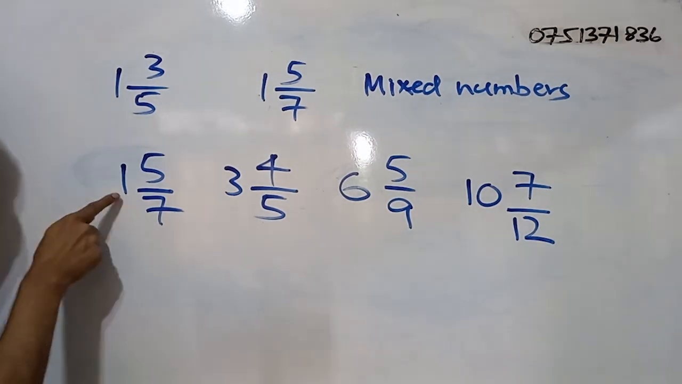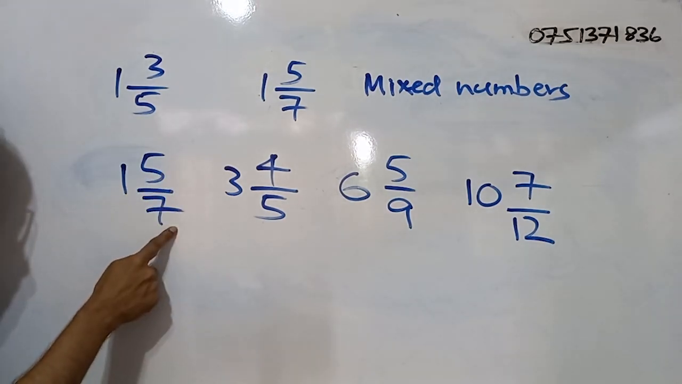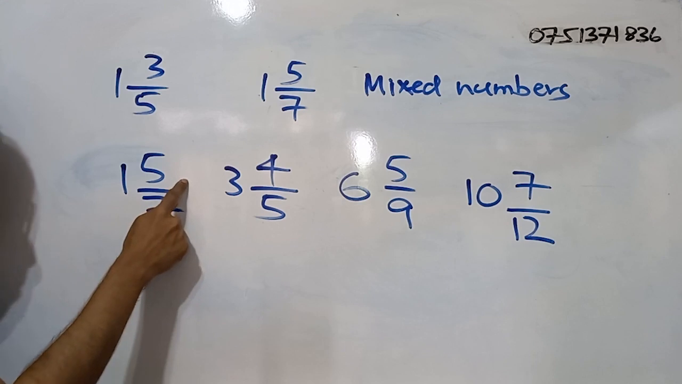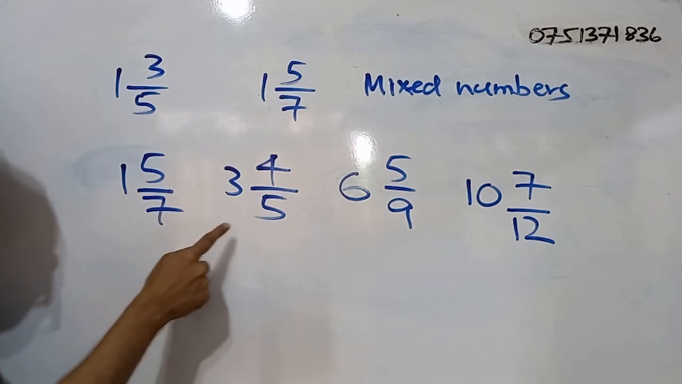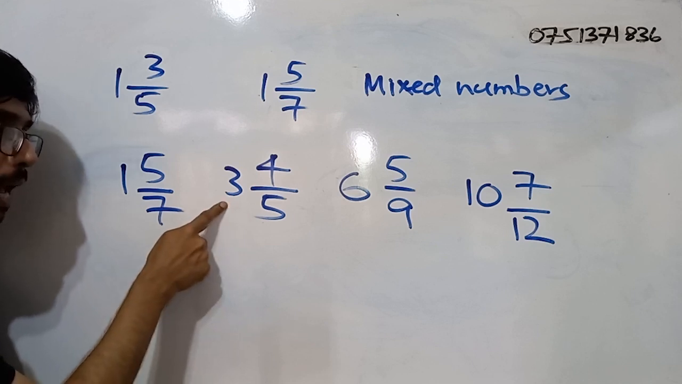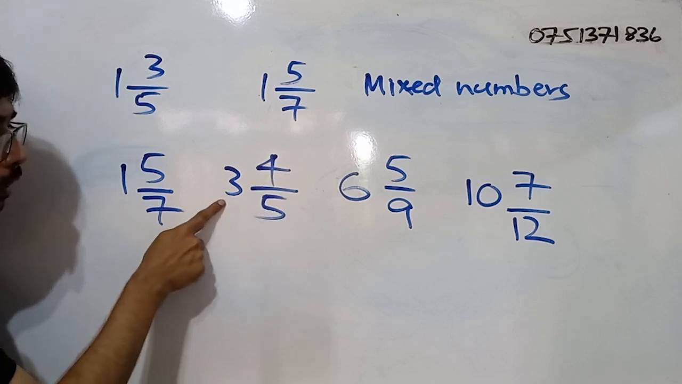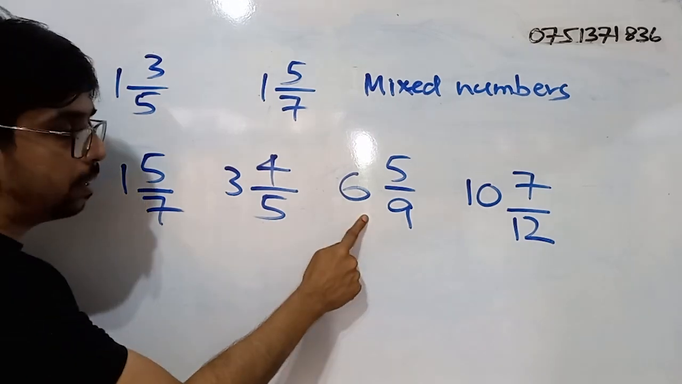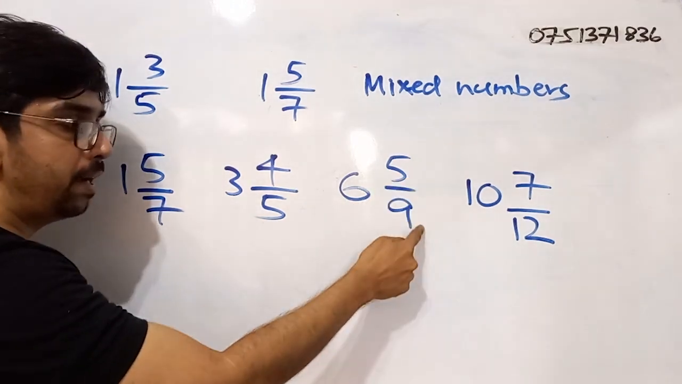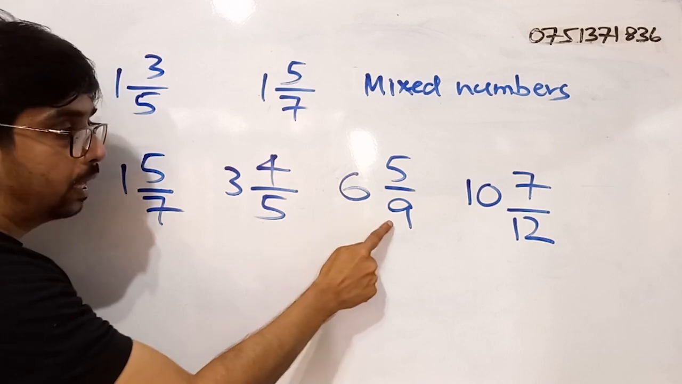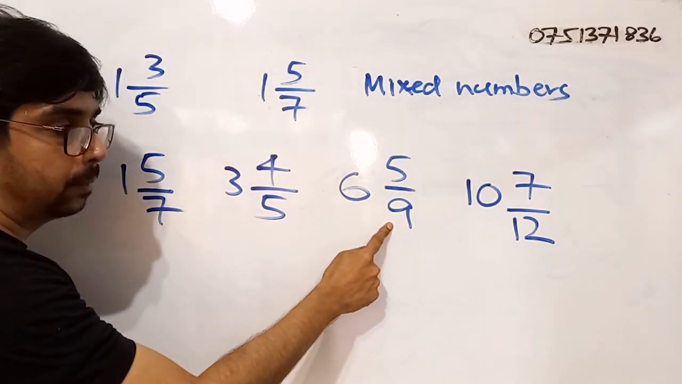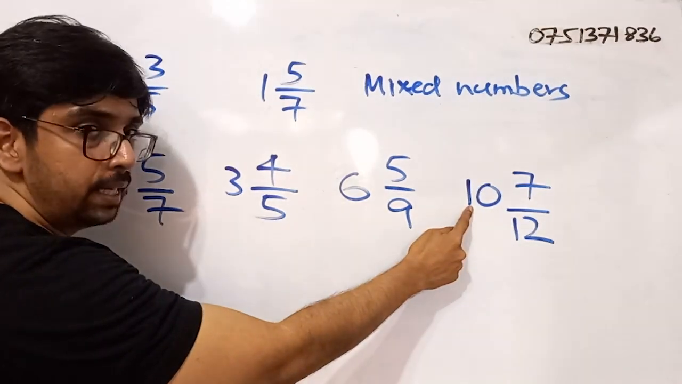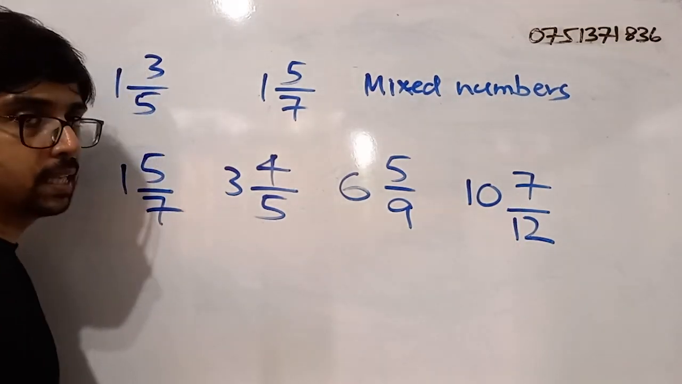So the first mixed number, how do we say this? 1 and 5 by 7. The whole number part is 1. The fraction part is 5 by 7. Next mixed number, what do we have? 3 and 4 by 5. The whole number part is 3. The fraction part is 4 by 5. Next mixed number, 6 and 5 by 9. The whole number part is 6. The fraction part is 5 by 9. Next one, 10 and 7 by 12. The whole number part is 10. The fraction part is 7 by 12.